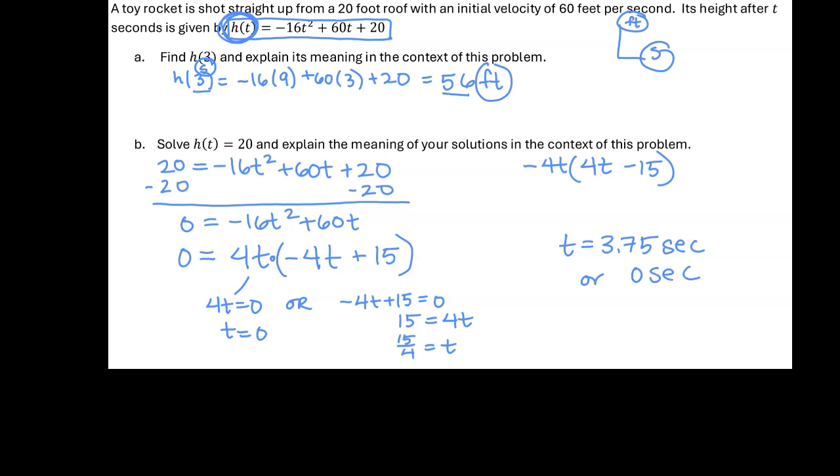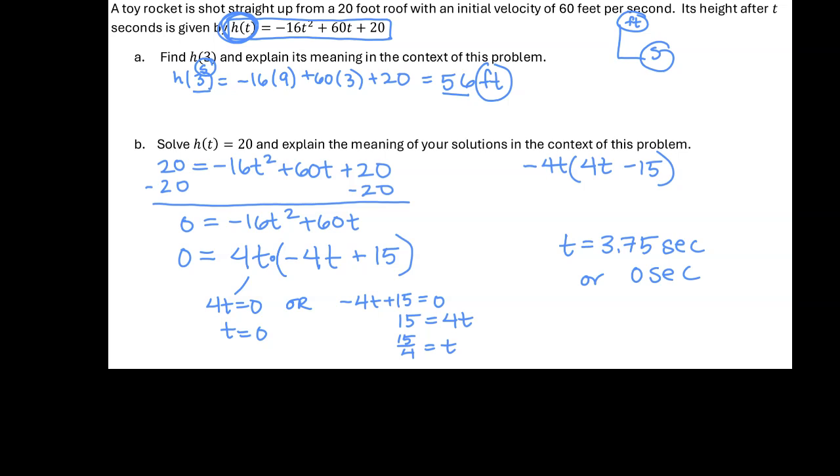We're supposed to explain what those mean. I already tacked the units on for you. Those are t values. But what it means is that the rocket will be at a height of 20 feet after 0 seconds, which should make sense because we started at 20 feet. And then what happens is it goes up and then comes back down and hits that height again after 3.75 seconds. So they are both valid answers, and we'll just keep both of them in this situation.